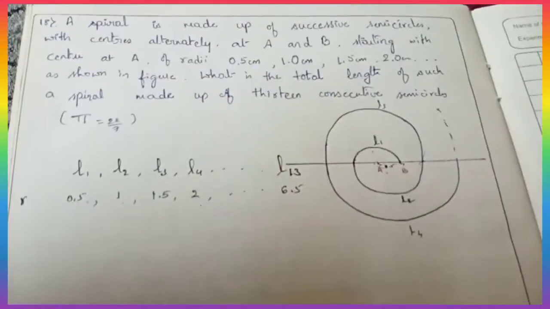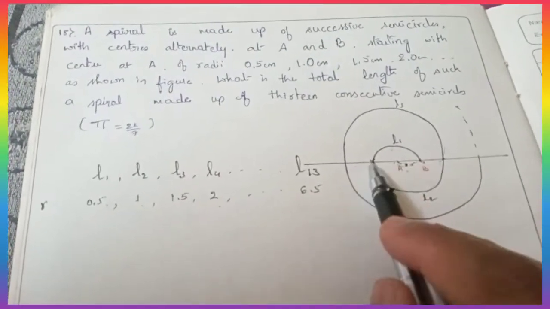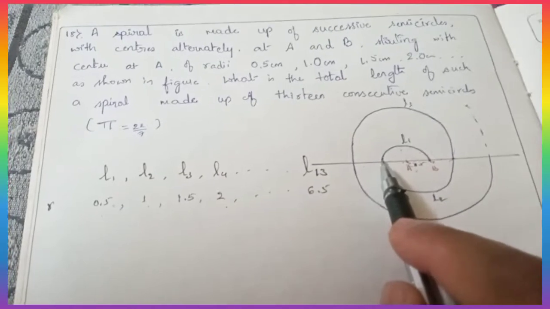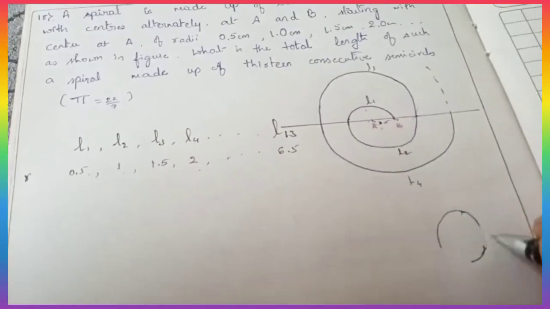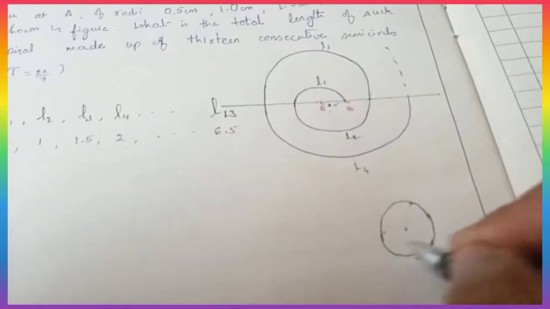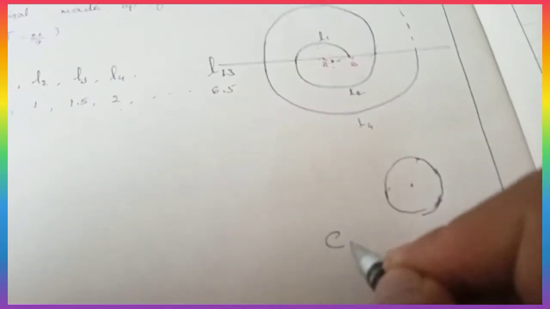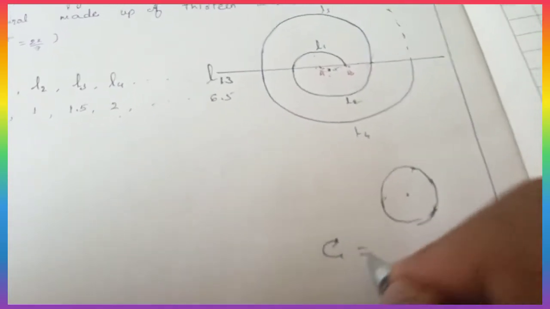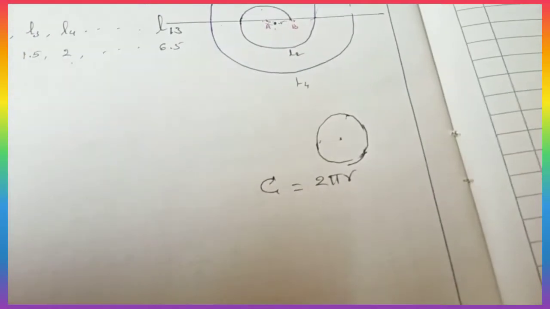Now, we are not just calculating the radii. We are calculating the length of the semicircle. So whenever we speak about a circle, so this is the circle. Whenever we speak about the length of the circle, that means the circumference of the circle. The circumference of the circle is given by capital C, by the formula 2 pi r. Circumference of the circle is 2 pi r.